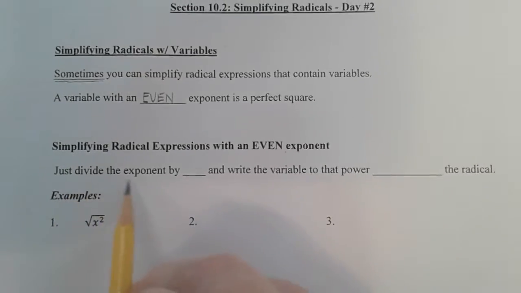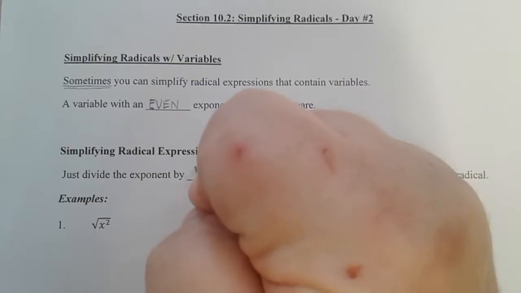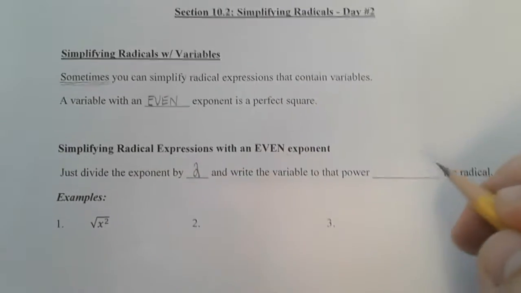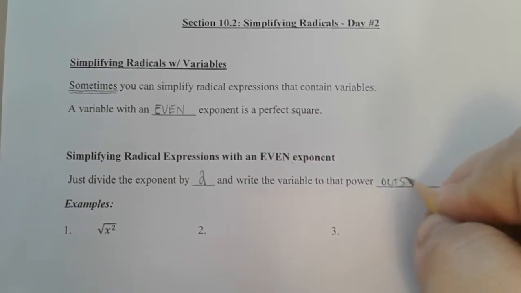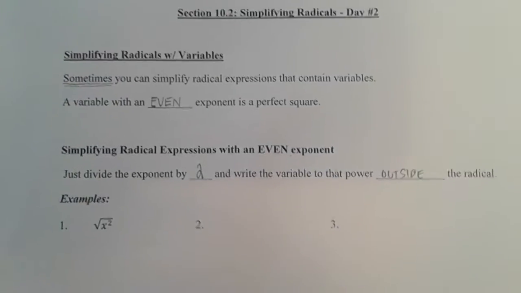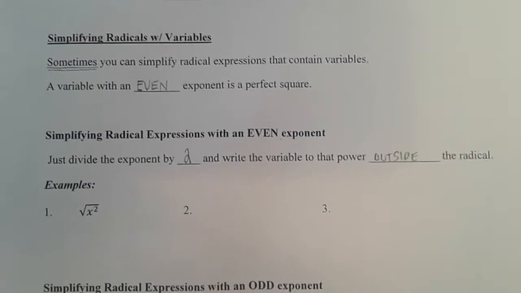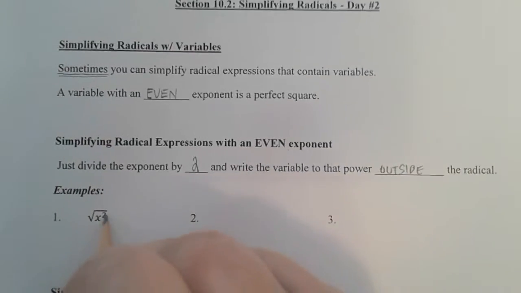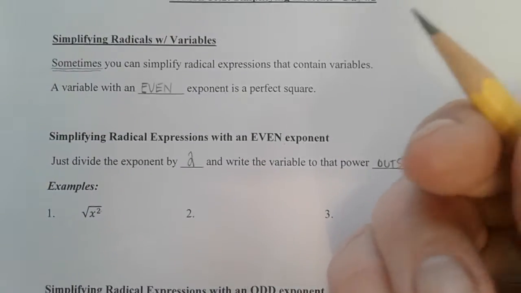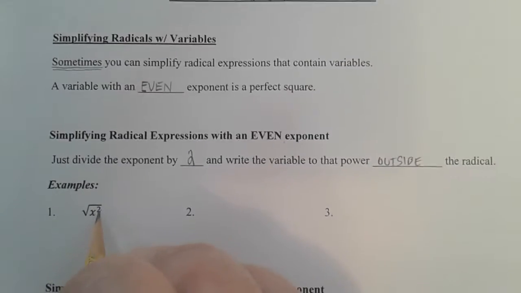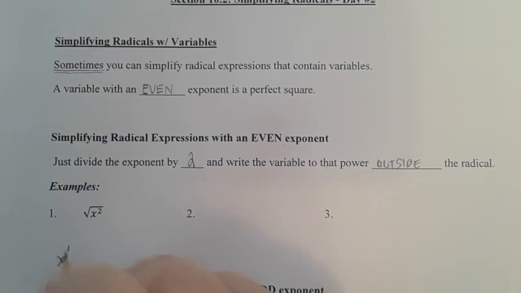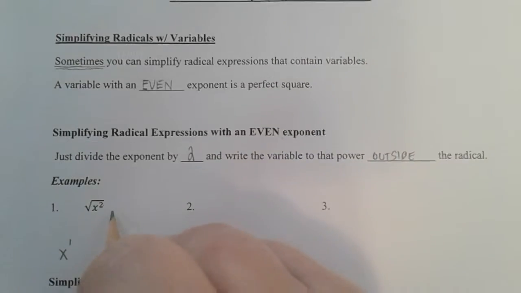And this is like the shortcut, the trick. Just divide the exponent by 2 and write the variable to that power outside the radical. That's it. Divide by 2 and write the variable to that power outside the radical. So if we see x squared, well, we could see it here. 2 divided by 2 is 1, so that's x to the first outside. And why does that work?